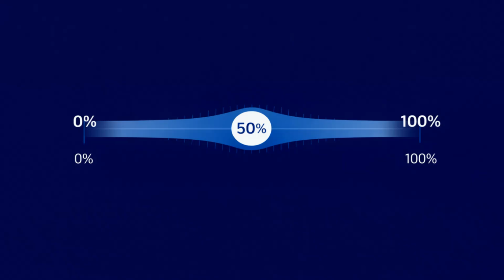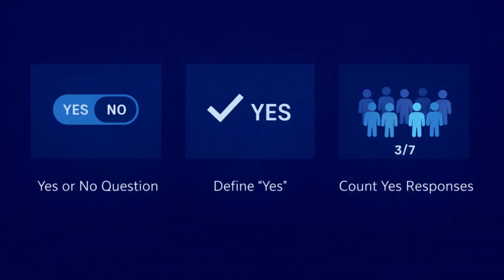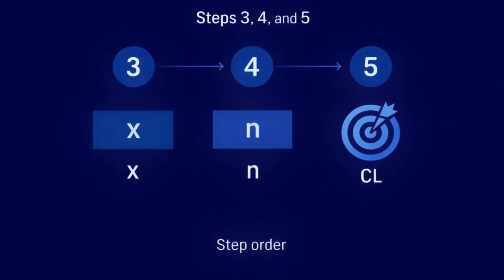Before using software, several pieces of information should be identified. The first step is confirming that the question is a yes or no situation. The second step is clearly defining what counts as yes. The third step is counting how many yes responses are in the sample. Software may call this value successes, X count, or number of successes. All of these terms refer to the same idea.